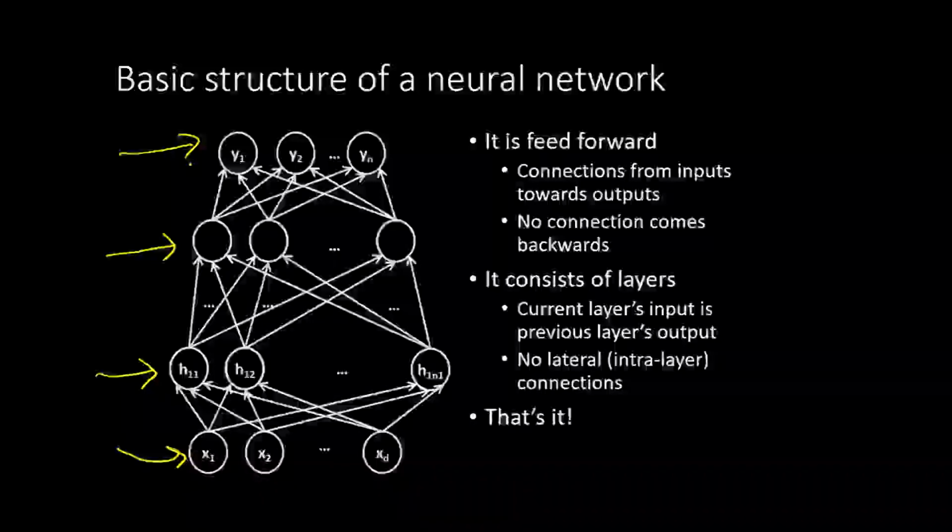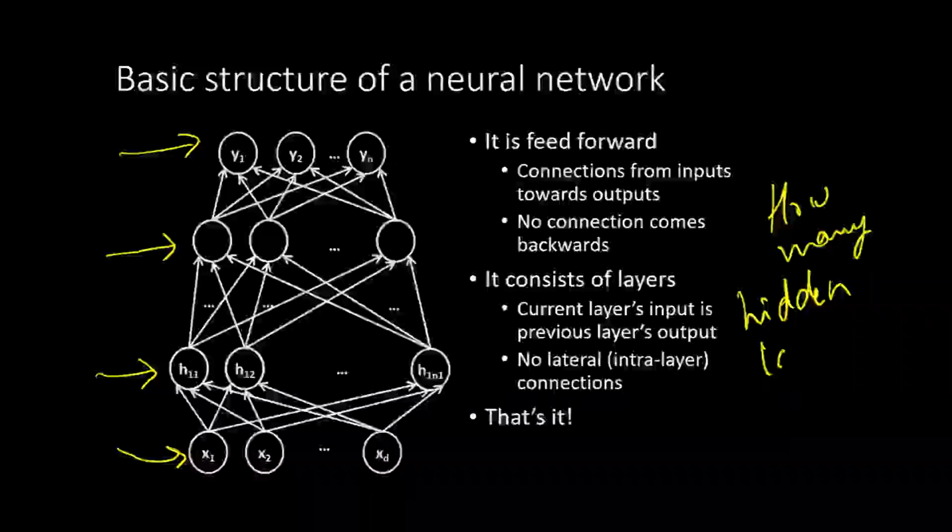Okay. So within this, you have a bunch of hyperparameters. For example, how many hidden layers do you need? The obvious answer to this is that you need at least 1 hidden layer to model anything nonlinear. So you need at least 1 hidden layer.